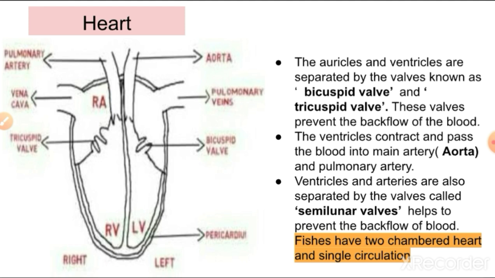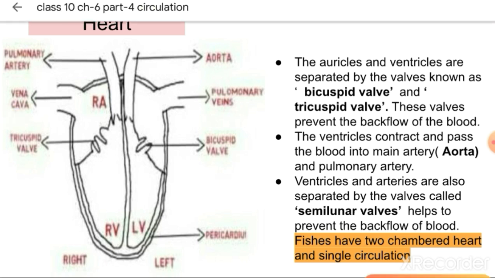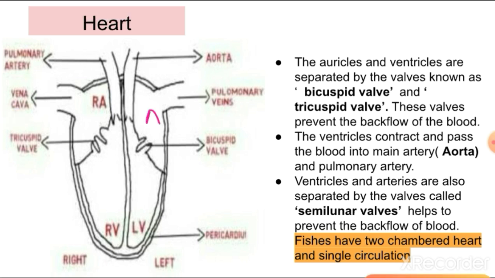Now let's understand more about it. These auricles and ventricles, this is the auricle and this is the ventricle, are separated by valves. This is a bicuspid valve and this is a tricuspid valve. What is the function of these valves? Once the blood passes from the auricles down to the ventricles, these valves get closed so that when the ventricles contract, the blood does not fall back into the auricles. This is how the valves prevent the blood from falling back.